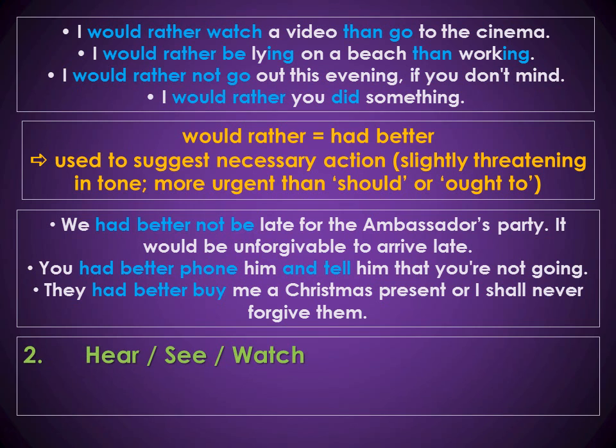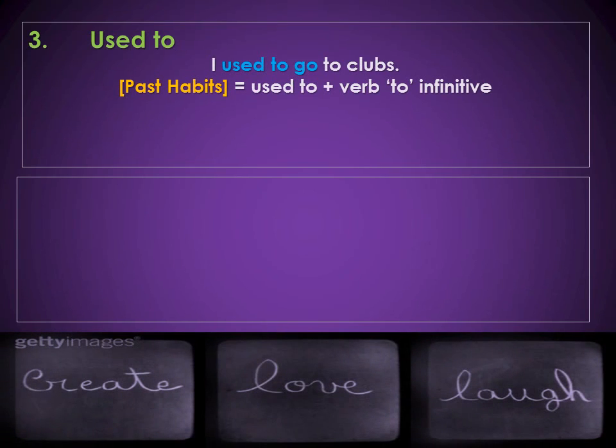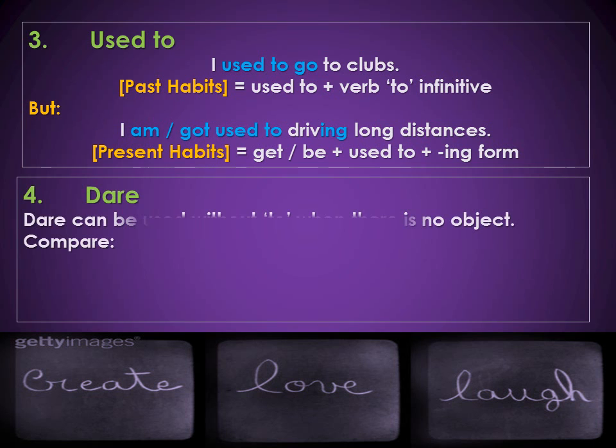Hear, see, and watch, verbs of perception. We've discussed them in class. Bare infinitive or ing. Used to, past habits, and present habits. Remember, present habits are followed by used to plus verb ing. Okay, don't forget that.